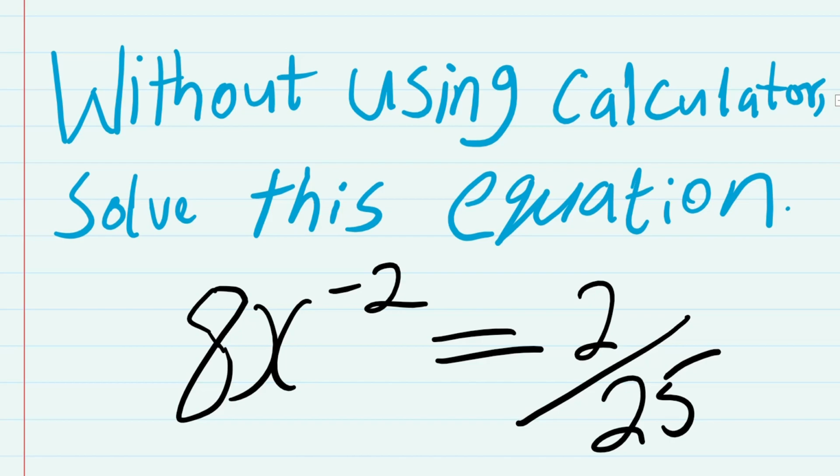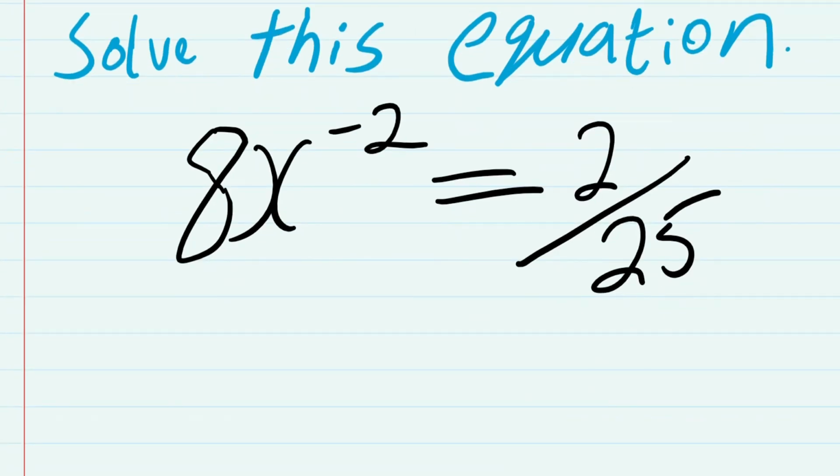Today we have an exponential equation. So right here, we are not going to start using a calculator to solve this equation, right? So how do we go about this? We have 8x to the power of -2 equals 2 over 25. So let's see how we're going to treat this, right?